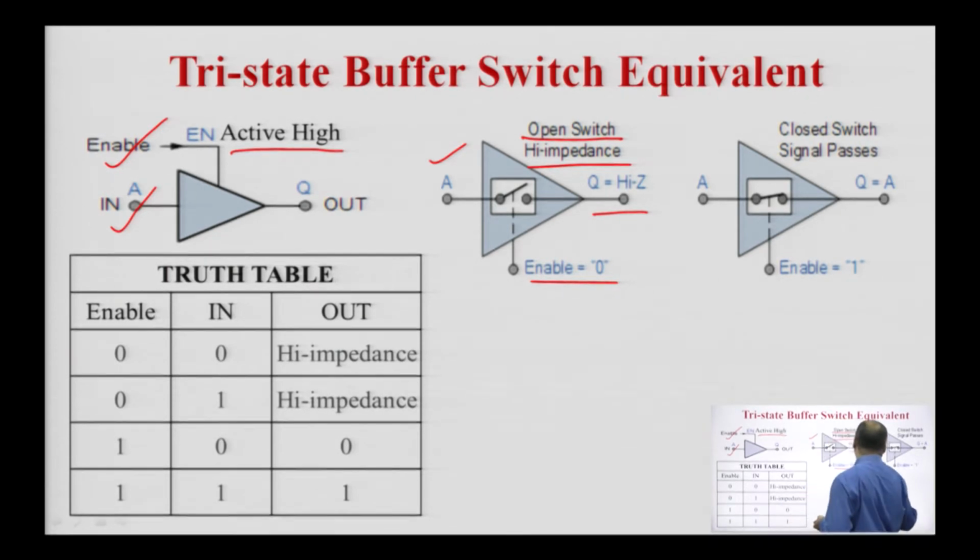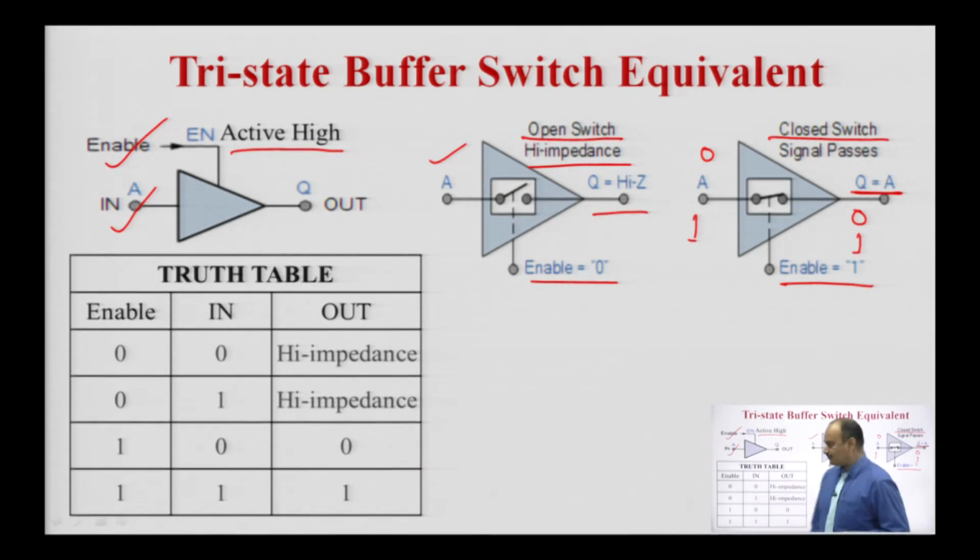But when the enable is 1, this is nothing but the appropriate logic we apply to this tri-state buffer. When the enable signal is 1, it acts as a closed switch, so it passes the input to the output. See here, the output Q equals A, which means if we apply A is 0, the output is 0, and if we apply A is 1, we will get output that is 1.